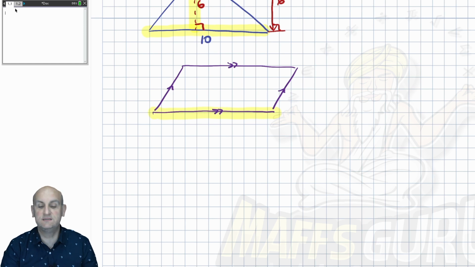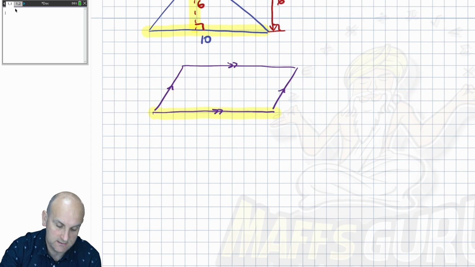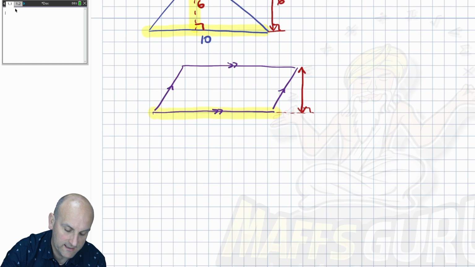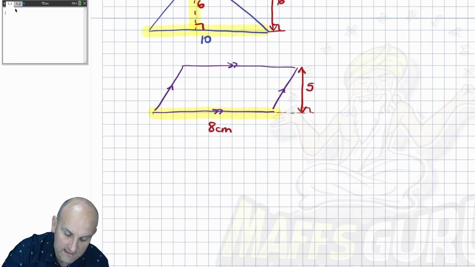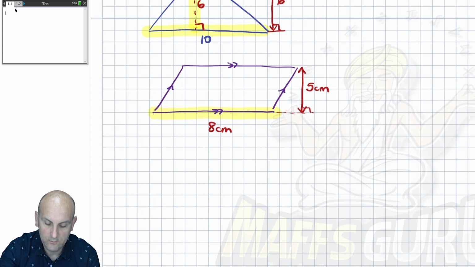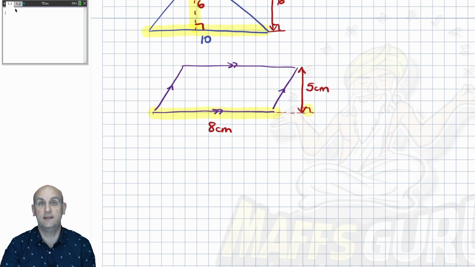Do I know the height of this? Well, again, as it's drawn on this diagram, not at this moment in time. But if you're lucky, they may do this. And they may extend that out, and they may do a little right angle, and they may say, well, this one here is 8 centimeters, and they may say that's 5 centimeters, and lo and behold, what do we notice? We notice that little right angle again.